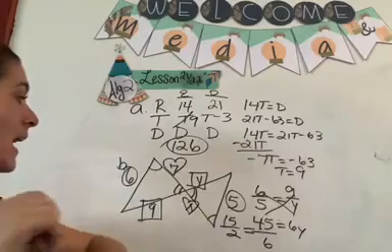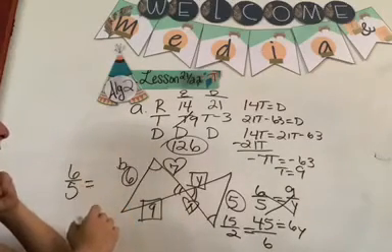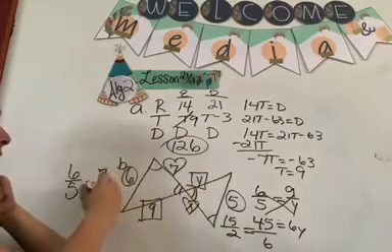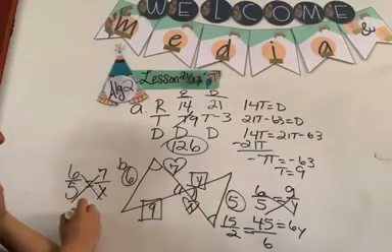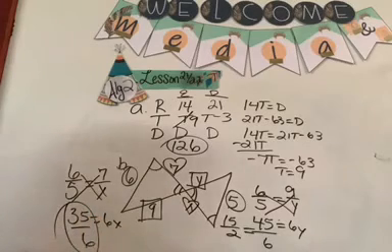Then for your X, I'm going to do 6 over 5 again equals 7 over X. Crisscross and multiply, that would be 35 equals 6X. So 35 over 6 is your answer there.